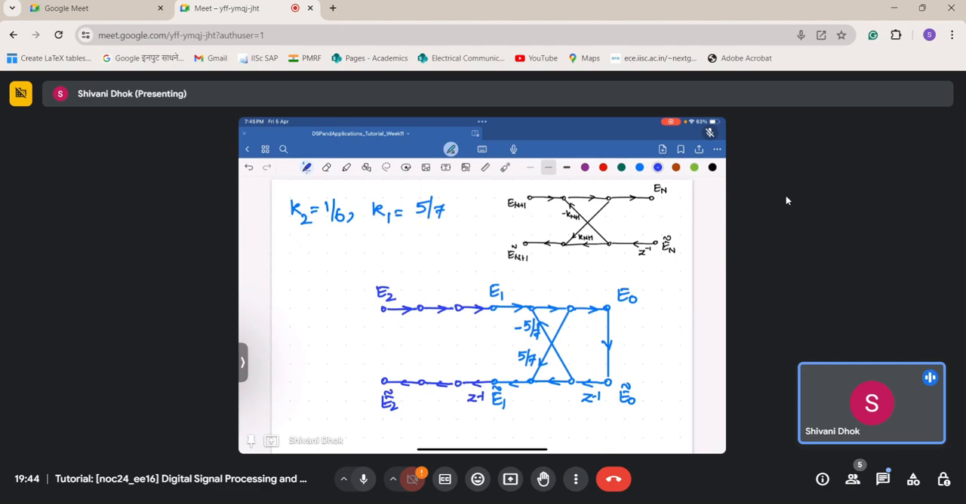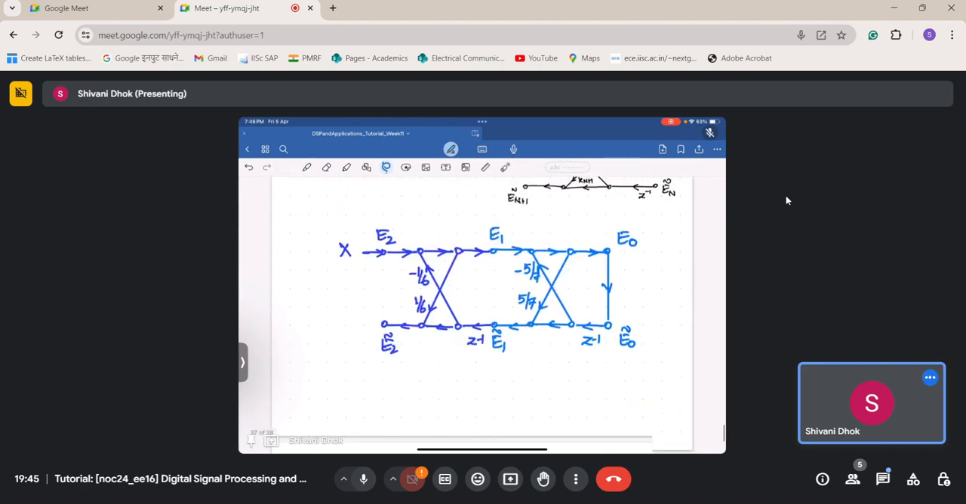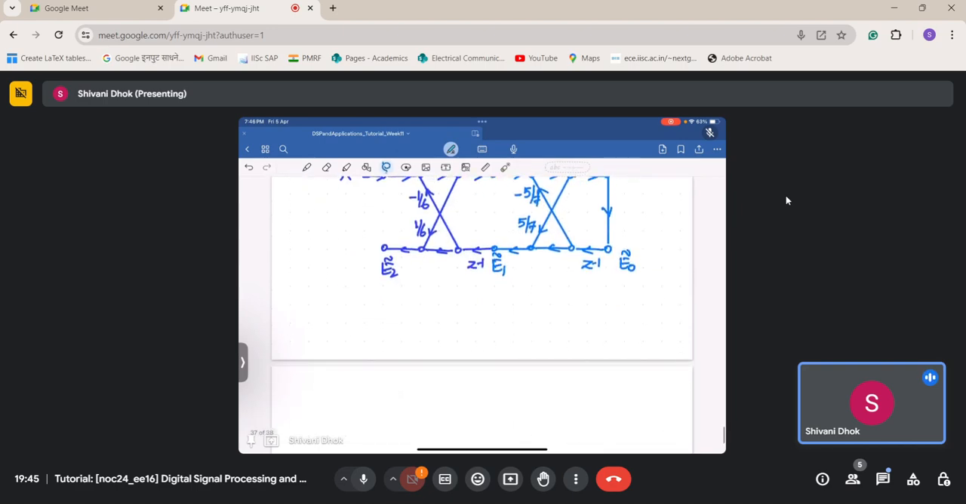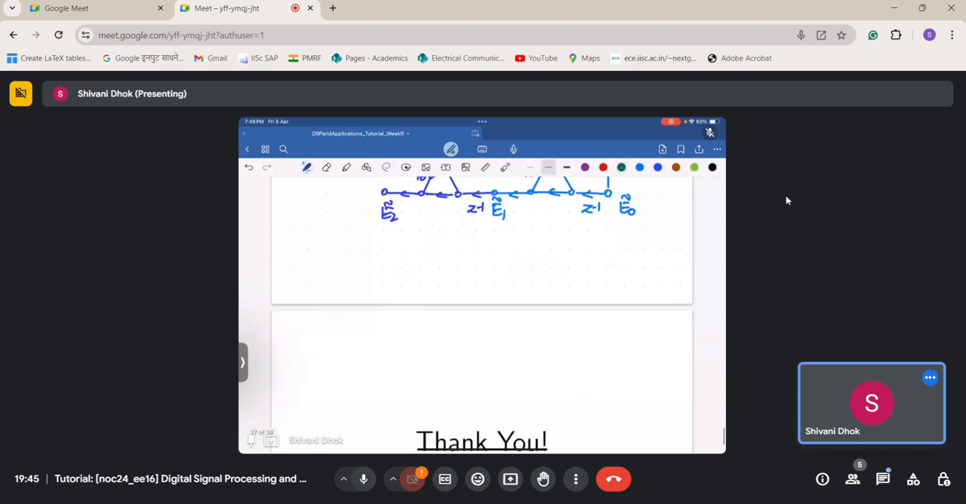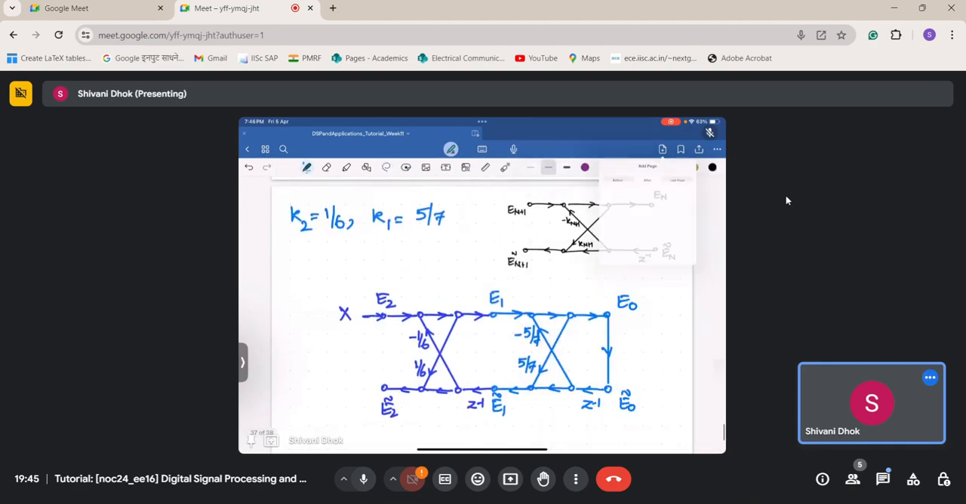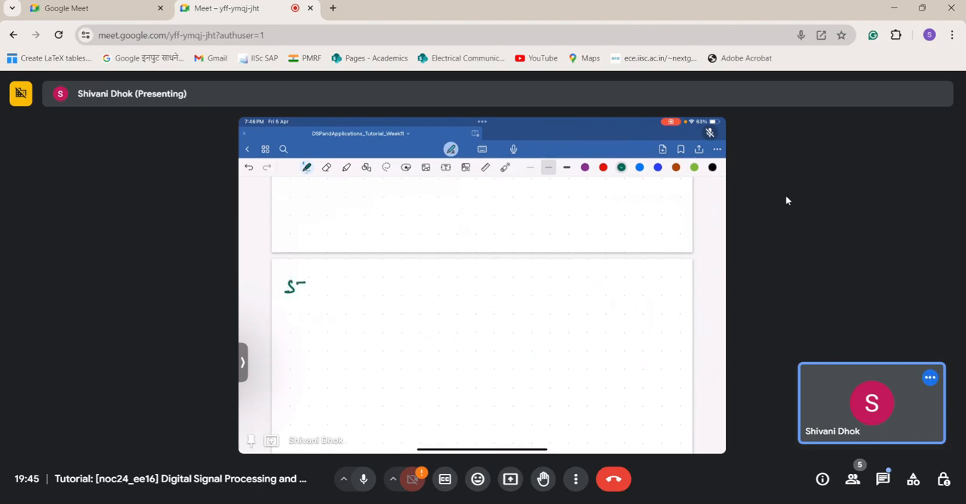Now I'll have a branch going like this. Here I'll have minus k2, which will be minus 1 by 6, and a branch going like this. This will be 1 by 6. So this is what I am having, and I'll give my input here, which is X(z), applied at this particular point. Now the next thing we need to do is complete the lattice structure. Step 2: realize the numerator.